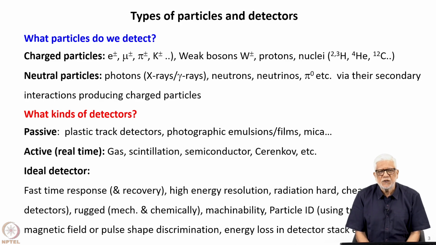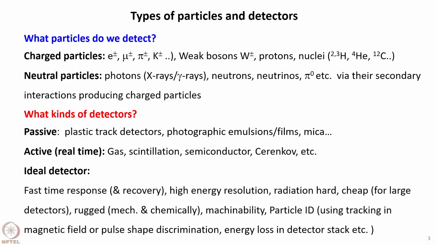What kinds of detectors are used? There are passive detectors, such as plastic track detectors, photographic emulsions, films, mica, and so on. They are kind of frozen. Once the particle produces a track, it is frozen in time. Then later on, you have to measure properties of that track, thickness of that, the length of that, and so on. Then there are active real-time detectors, such as gas, scintillation detectors, semiconductors, Cherenkov, etc.